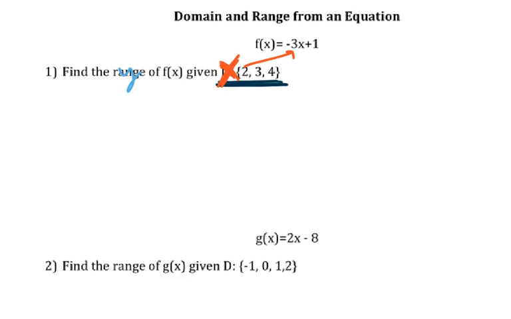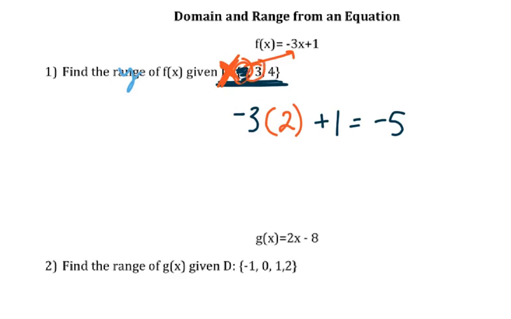So in the first one, it says -3. Instead of x, I'm going to plug in my first x value, 2, plus 1. -3 times 2 is -6, plus 1 is -5. Okay, first number is done.